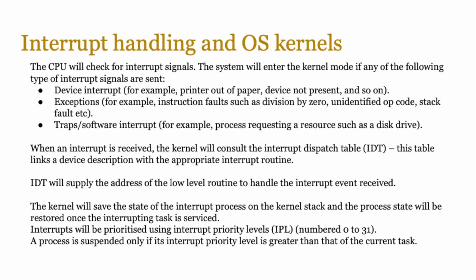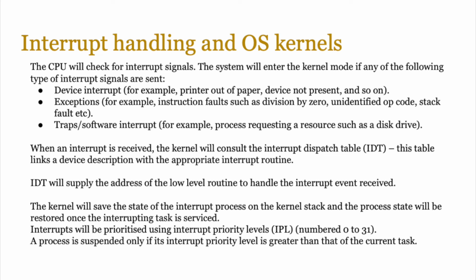So the CPU checks for interrupt signals. The system will enter the kernel mode if any of the following occur. You get a device interrupt, for example, a printer is out of paper, a device is not present, and so on. An exception occurs, which could include faults like division by zero, codes which are not recognized, stack faults, and so forth, and software interrupts or traps. For example, a process requesting a resource such as a USB disk which you've unplugged.